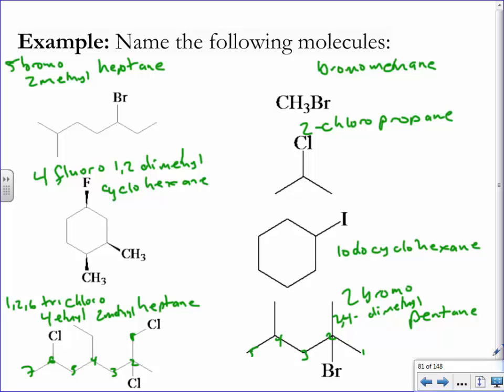So based on that, for the lowest numbers, we're starting up at this carbon right here, 1, 2, 3, 4, 5, 6, 7. Off the 1, off the 2, and off the 6, you have chlorines, hence the 1, 2, 6 trichloro. Chlorines alphabetically first. Then on the 4, there's a little ethyl group. And then on the 2 is where that methyl group goes for the heptane.